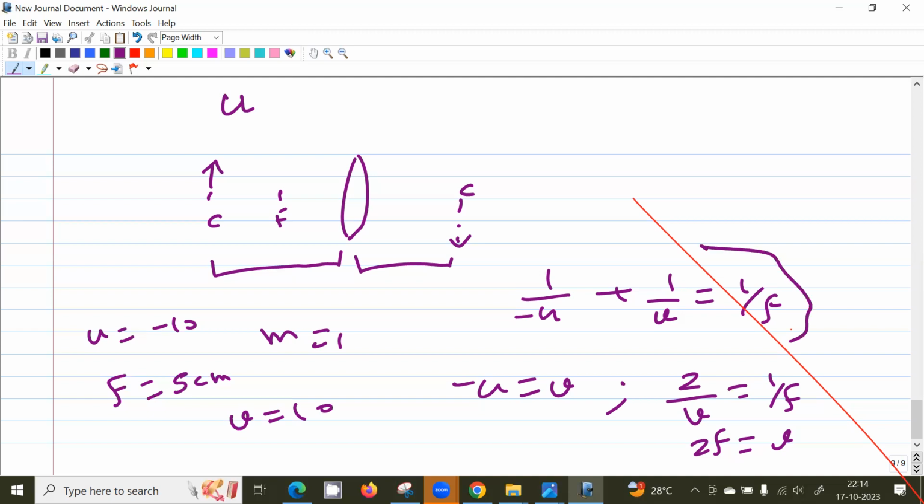Think in terms of minus U, because here U is negative. So think in terms of minus U.